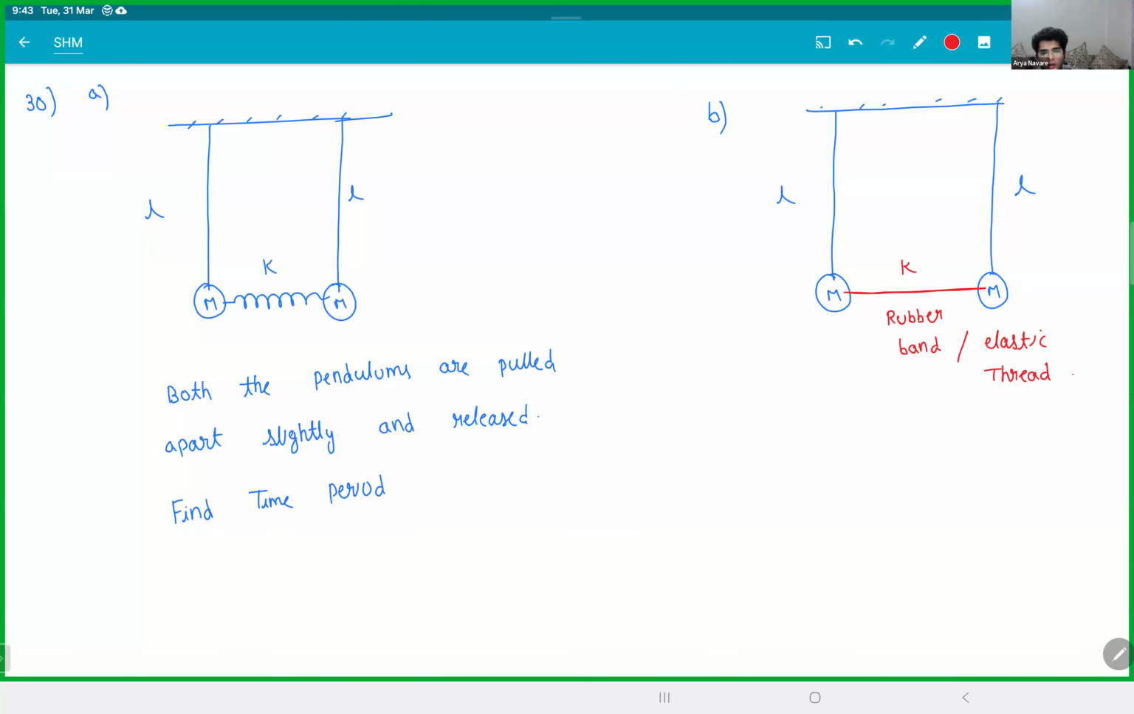So they won't collide, right? Pulled apart slightly, they wrote slightly. Why do you want them to collide? Okay, sir, why are you so evil basically? Sir, the rubber band can also be short.